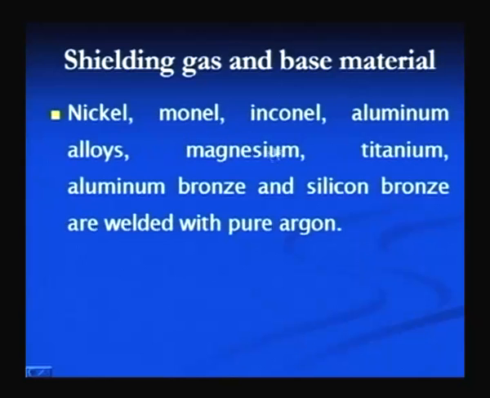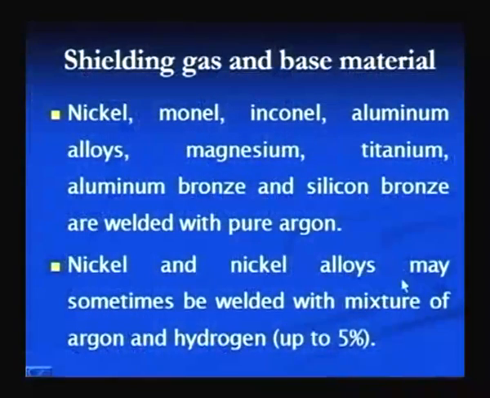For different specific metals, some shielding gases are normally used, like for nickel, monel, inconel, aluminum alloys, magnesium alloys, titanium, aluminum bronze, and silicon bronze. These metals are effectively welded using pure argon, because these are particularly sensitive to atmospheric oxygen. So, proper protection from atmospheric oxygen is required, and that is provided by the inert shielding gas when it is in pure form instead of active gases.